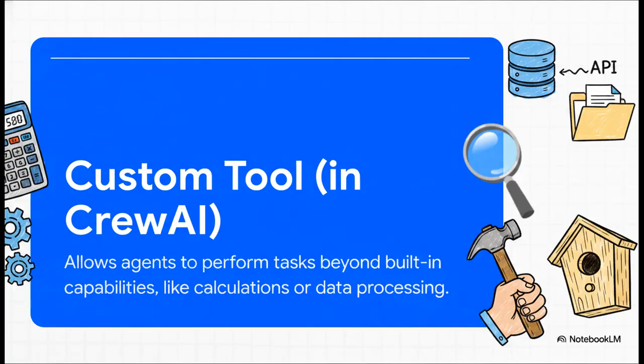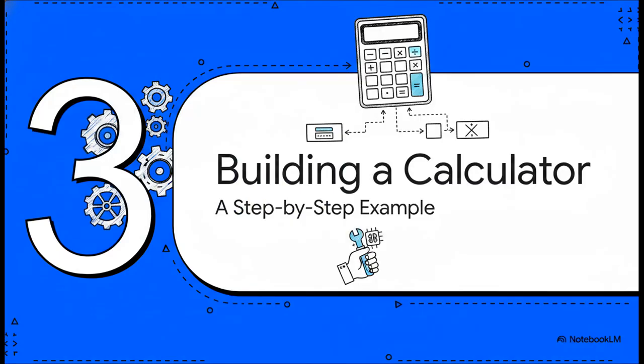So what is a custom tool, at least in the world of CrewAI? Well, simply put, it's a way to let an agent perform a very specific task, like using a calculator or checking a database or processing a file, without you having to bake all that logic directly into the agent itself. It's kind of like handing a carpenter a hammer instead of asking them to build a new one for every single nail. Okay, theory is one thing, but let's actually see this in action. We're going to build a super simple but really effective calculator tool step by step so you can see exactly how this whole thing works.